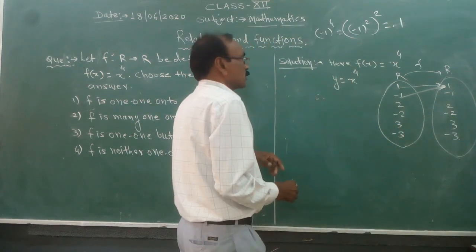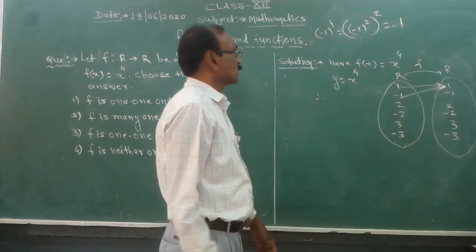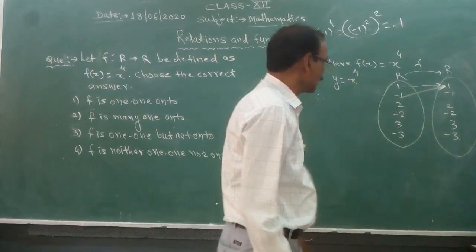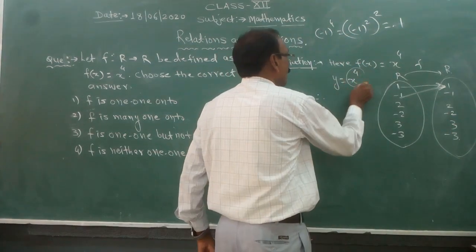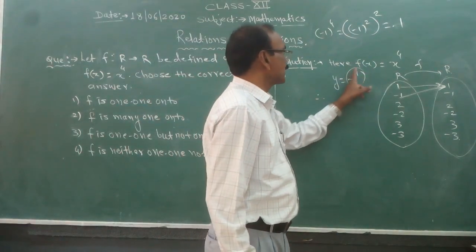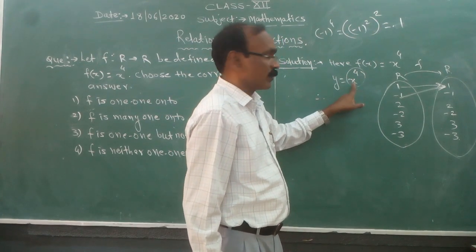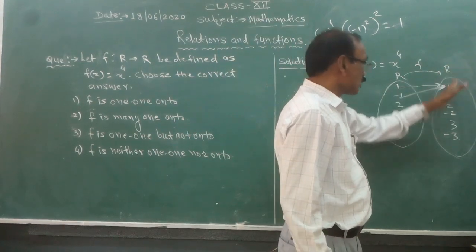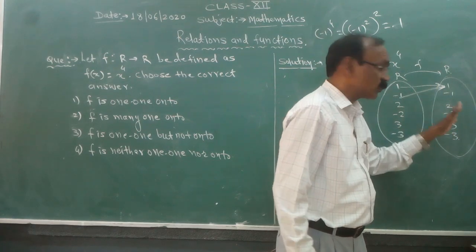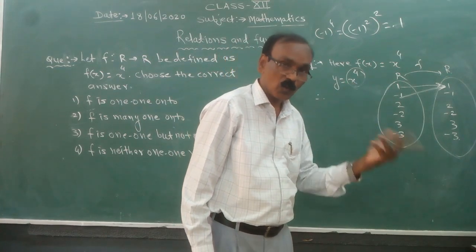So if I put any number from this domain, shall we get minus 1 or minus 2 or minus 3 as the answer? No, because x raised to the power 4, as the power of x is an even number, you will always get a positive answer. Y equals positive real numbers. That means the values of y in the set of codomain, that is negative values, are not relating with this function. So it is not onto function.